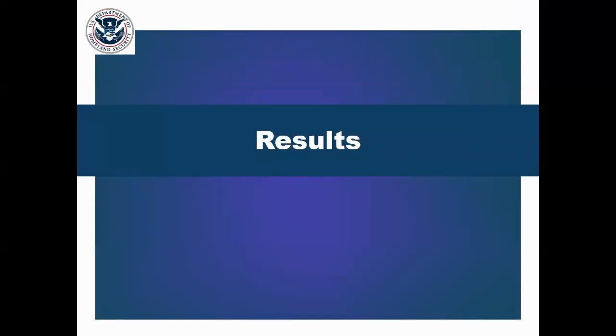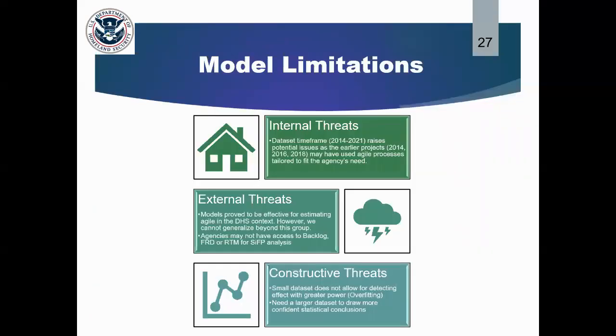Let's talk about our results. In terms of model limitations, some internal threats could include that the dataset timeframe was from 2014 to 2021, which may raise issues for those earlier projects that may have used Agile processes that were more tailored to fit the agency's need. External threats include these models were effective in estimating Agile programs in the DHS context, and we couldn't necessarily generalize beyond the DHS agency and across all federal agencies. Other agencies, for example, may not have access to a product backlog, FRD, or RTM to actually perform simple function point analysis. So that could be another limitation.